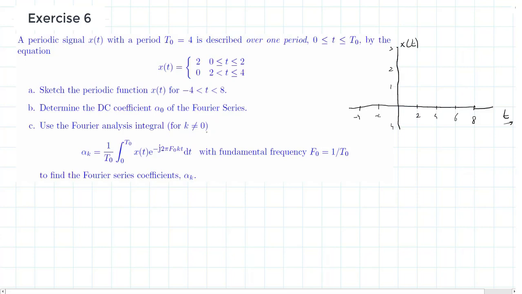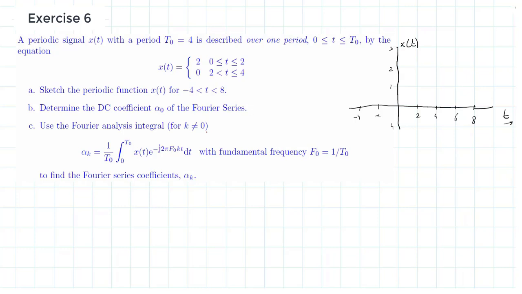Welcome to the Pencast video of exercise 12 of the module Spectrum and Fourier series. A periodic signal x of t with a period T0 equal to 4 is described over one period, from 0 to 4, by the equation x of t is equal to 2 from 0 to 2, and x of t is equal to 0 from 2 to 4.